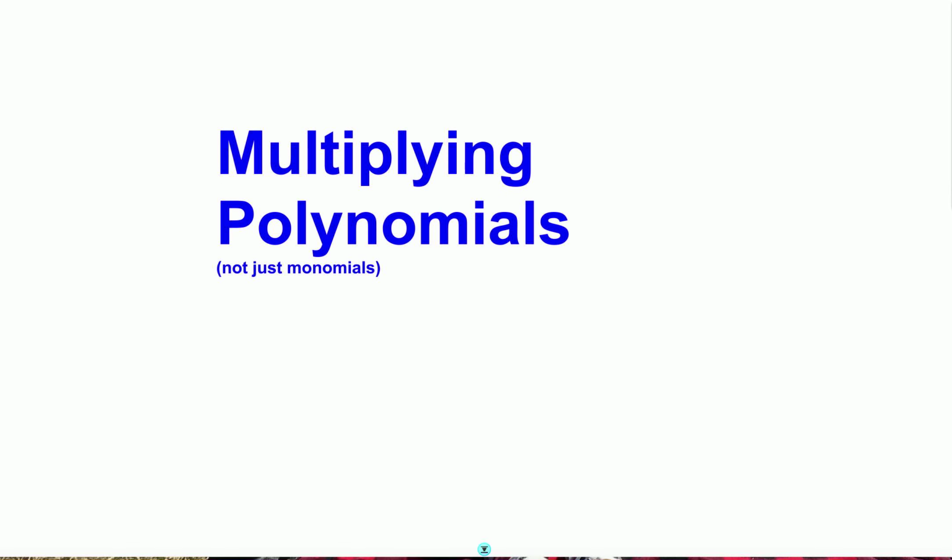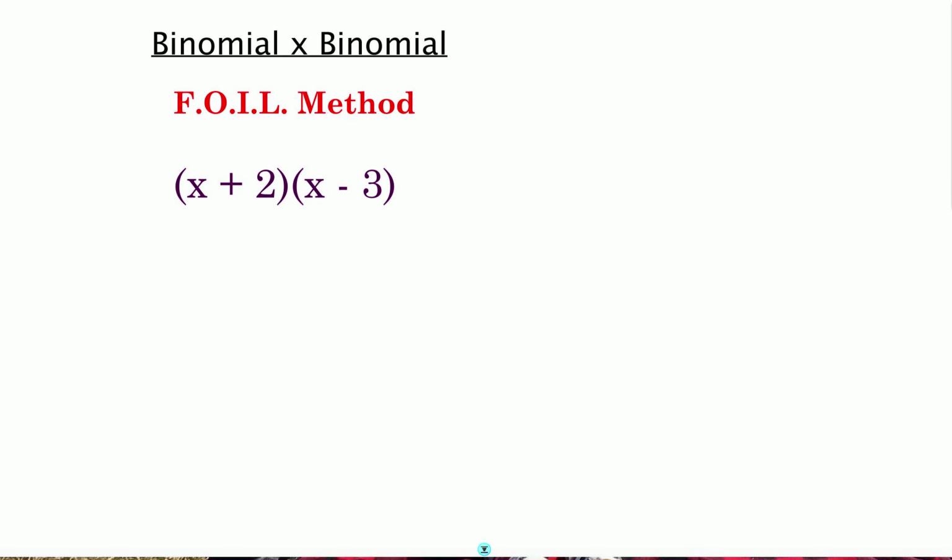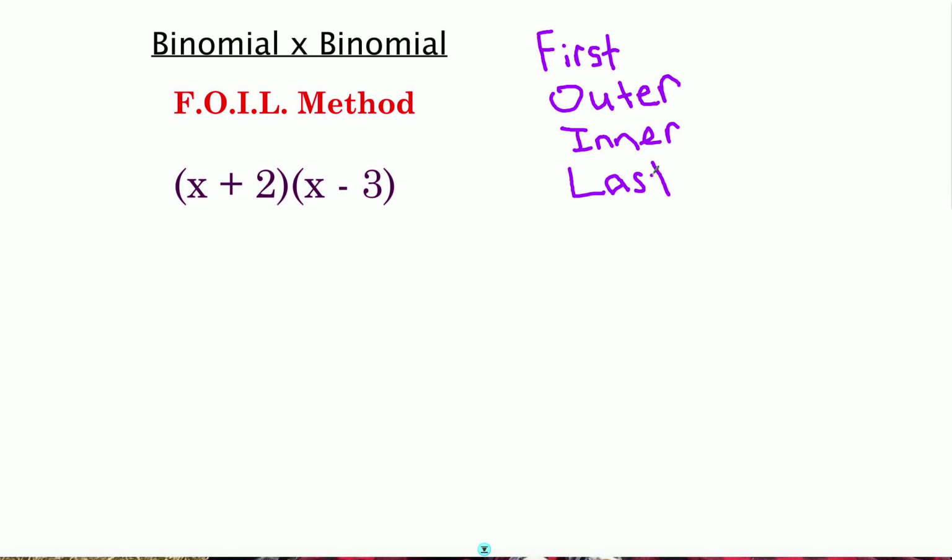Okay, so now we're going to look at multiplying a polynomial by another polynomial, so not just one term. The first method we're going to look at is called the FOIL method, and you might remember this from school. FOIL is just an acronym to help you remember. The F stands for first, F-I-R-S-T. The O stands for outer. The I stands for inner. And the L stands for last. And it just helps you remember to multiply to distribute completely.